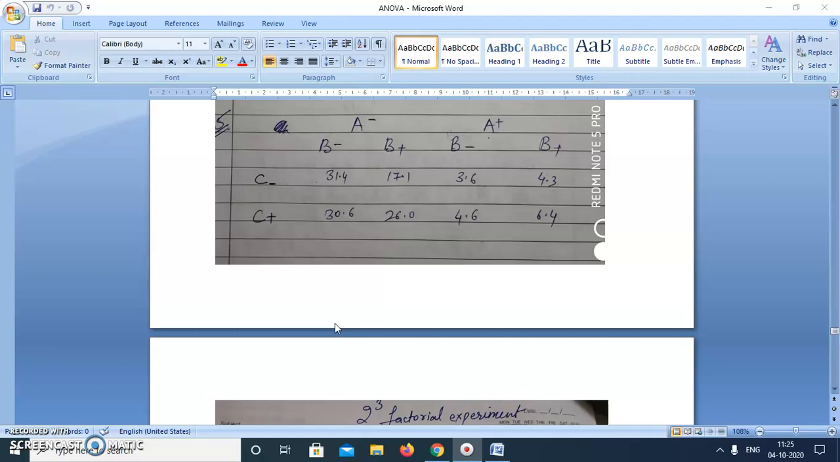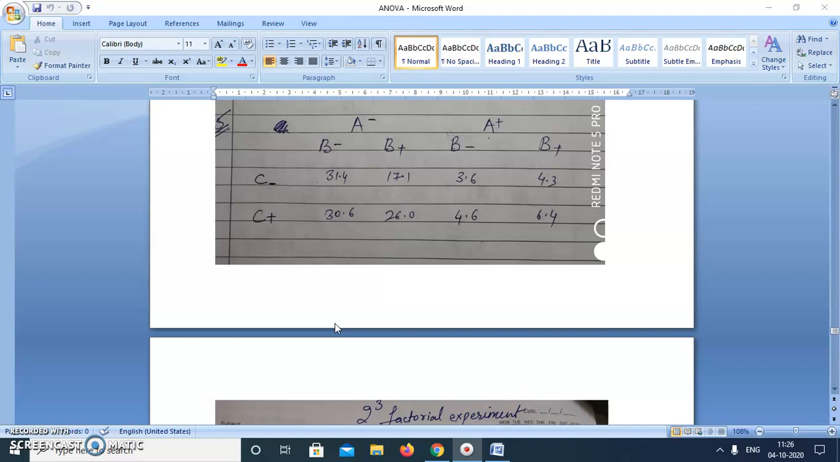Now, what is the meaning of a 2 to the power 3 experiment? 2 is the number of levels of each factor and 3 is the number of factors. So basically in this present question we are considering the effect of 3 factors, that is, it is a 3-way ANOVA.